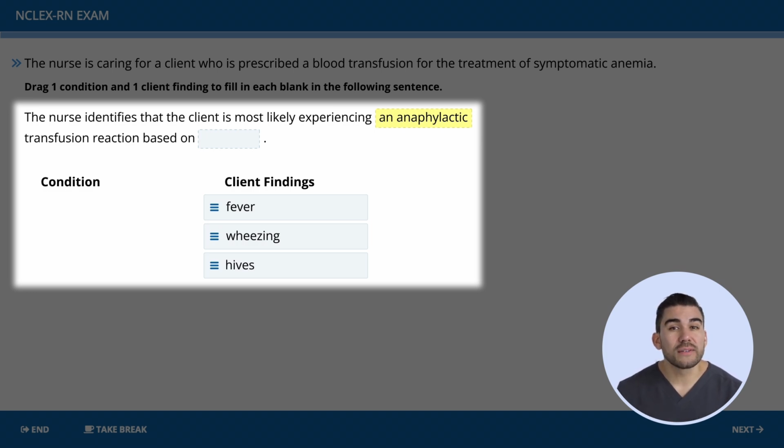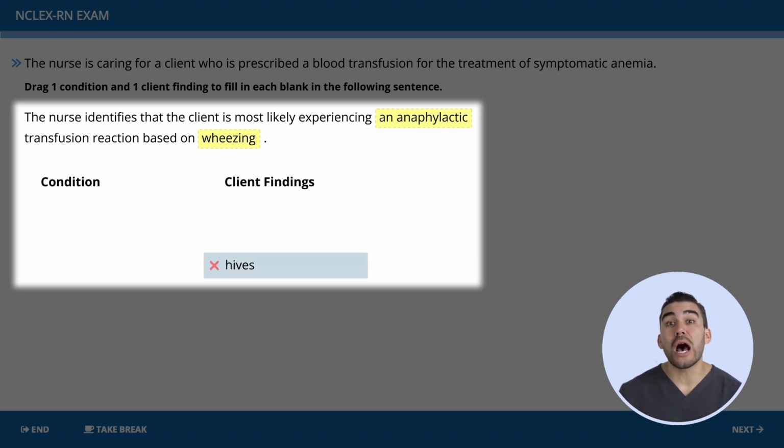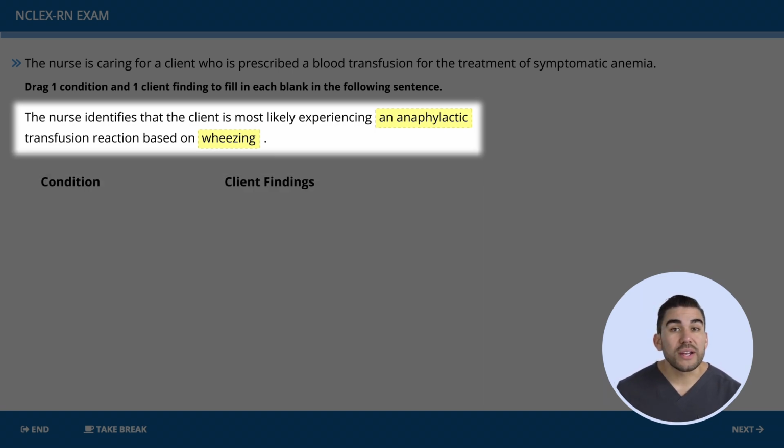Now, what is this based on? Let's look at the clinical findings. Well, is it going to be a fever? Well, we can have a fever with several types of reactions, so it's not the best choice. But wheezing is the best choice. Simply think of a full-blown allergic reaction. We're going to see airway constriction. That is the most classic sign. Now, the last one here is hives. This one's super non-specific and can indicate mild or severe allergic reactions. So that's not the best choice. All right, so the correct answer here is the nurse identifies the client as most likely experiencing an anaphylactic blood transfusion reaction based on the wheezing.